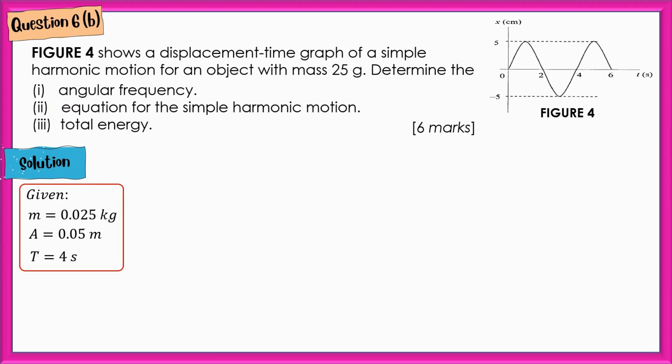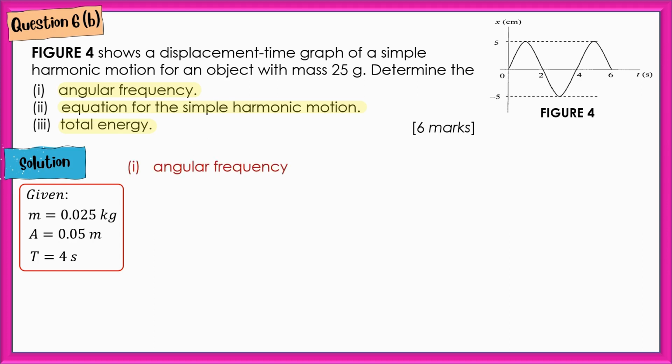For question number 6b, figure 4 shows a displacement graph of a simple harmonic motion for an object with the mass of 25 gram. Determine the angular frequency, equation for the simple harmonic motion, and also total energy. As usual, first step, you need to list the information given. Referring to the question and also the graph given, we get the hidden info, where from the graph, at the y component, we get the amplitude, which is equal to 0.05 meter, and at the x component, we get the period, the time taken for one complete oscillation, which is equal to 4 seconds.